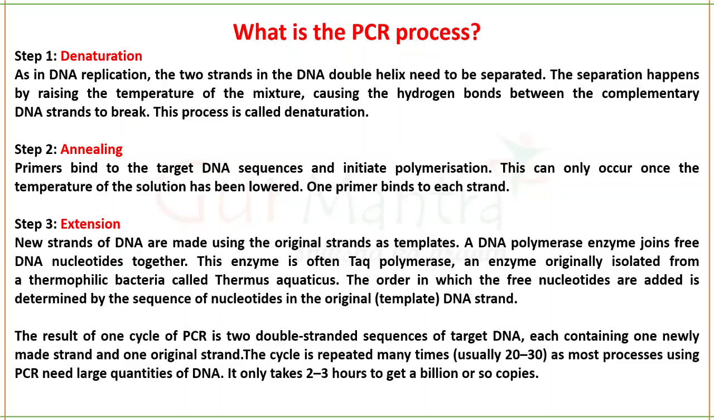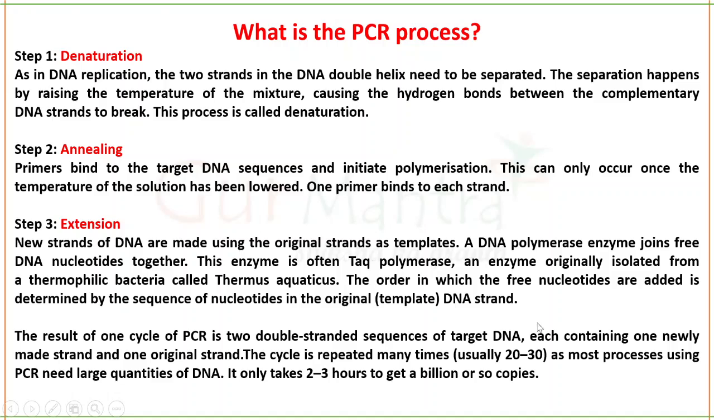Next is extension. Extension is where new strands of DNA are made using the original strand as a template. The original strand, the double strand which you already converted into a single strand, will act as a template. The DNA polymerase enzyme will read the template and add the DNA nucleotides one by one. This enzyme is often Taq polymerase. One type of DNA polymerase is Taq polymerase, and this enzyme has been isolated from thermophilic bacteria called Thermus aquaticus.